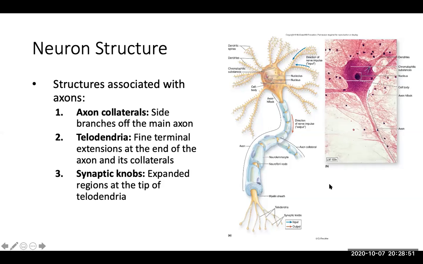Structures associated with the axons, and we spend a lot of time learning the structures on the axons because this will be the direction of the main impulse that will get sent on to another neuron. Axon collaterals are just side branches off the main axon. Telodendria are the fine terminal ending extensions. And then the synaptic knobs are the little tiny expanded regions at the tip of the telodendria.